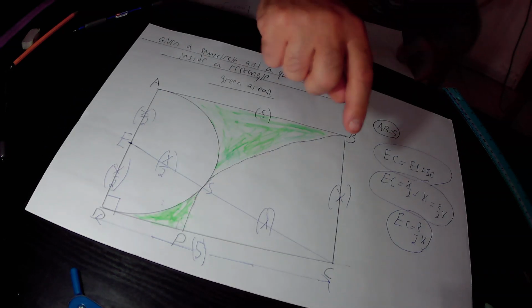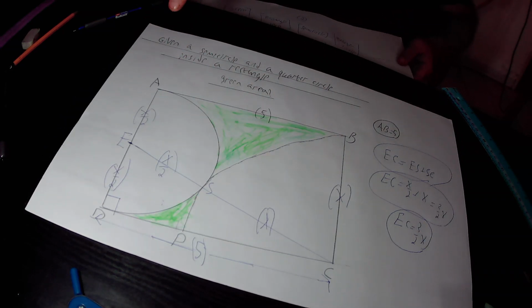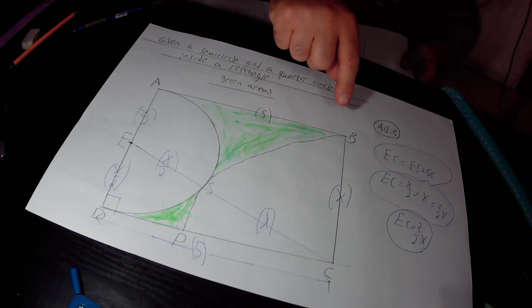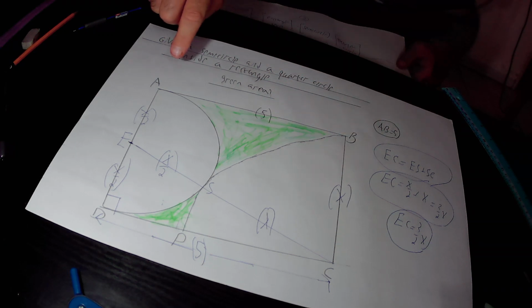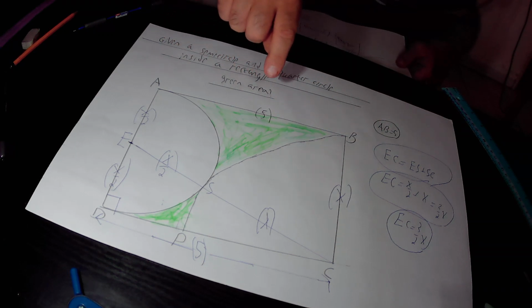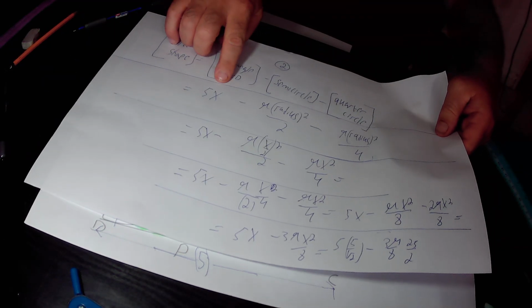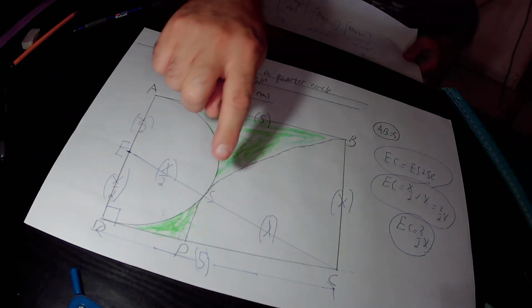The area of this rectangle ABCD equals the length of the rectangle times the width. The length is 5, the width is x, therefore in total the area of rectangle ABCD equals 5x. And the area of rectangle ABCD equals 5x, minus the area of this semicircle.